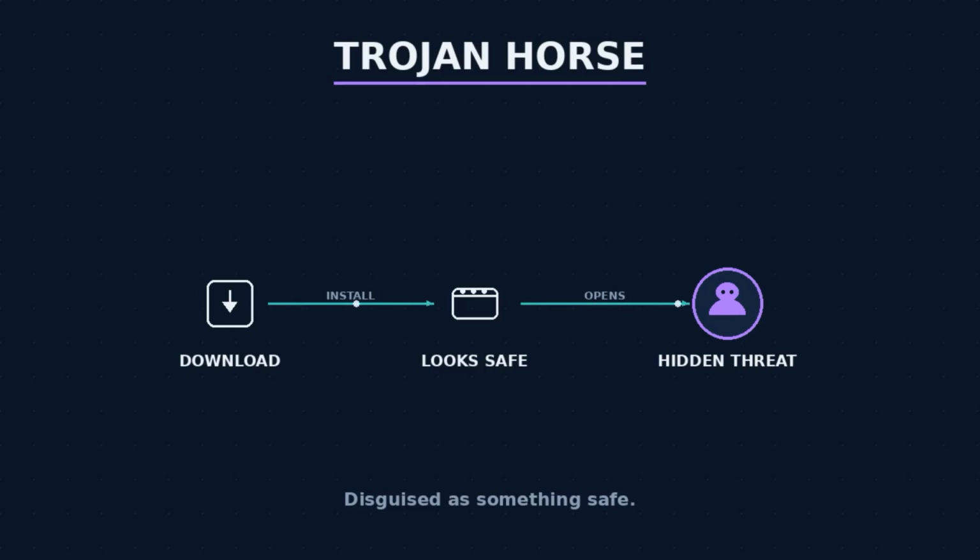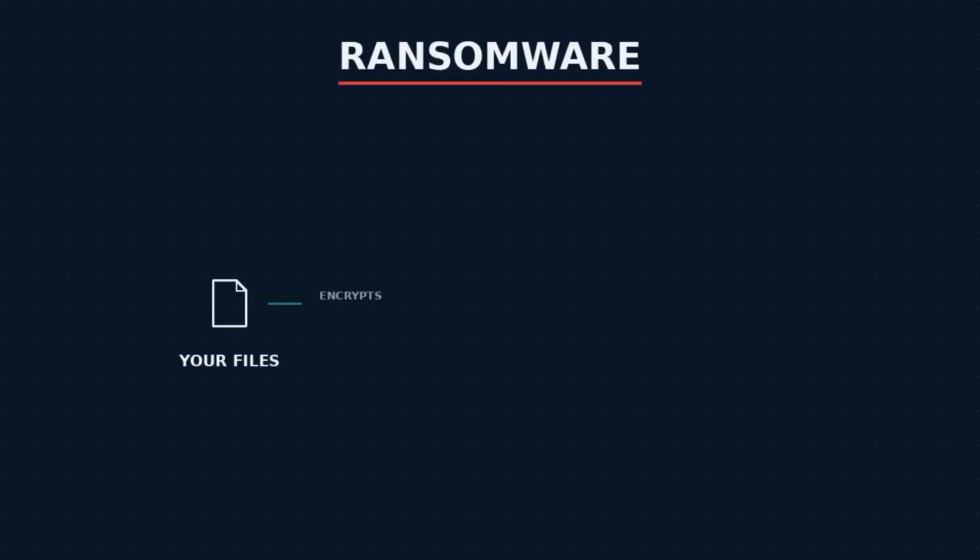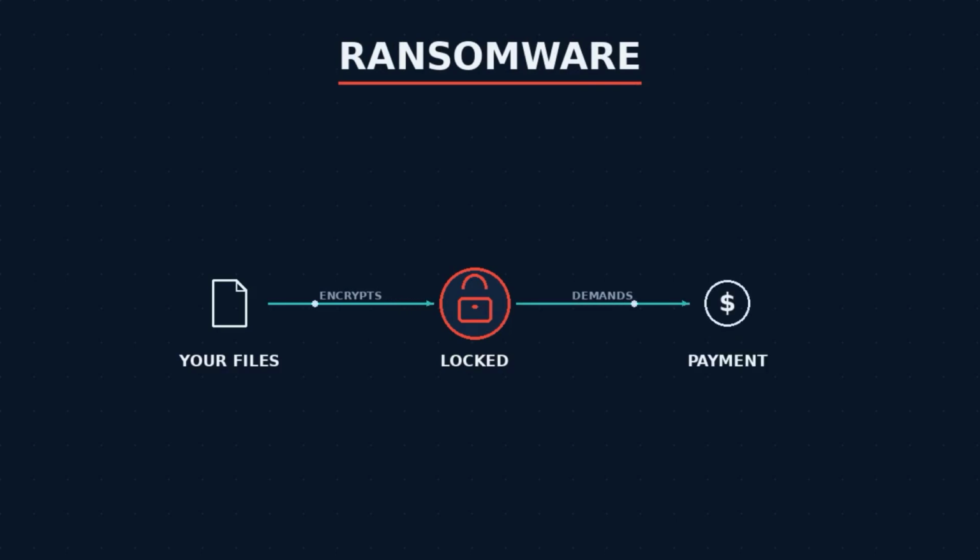Now, here's the one that makes real headlines. Our next type is called ransomware, and ransomware gets onto your system often through a phishing email or an infected download, and then encrypts your files, locking you out of your own data. Then you get a message demanding payment, usually in cryptocurrency, in exchange for the decryption key. This is the malware that hits hospitals, schools, and entire city governments. It's not just annoying, it can shut down critical systems entirely. And even if you pay, there's no guarantee you'll get your files back.